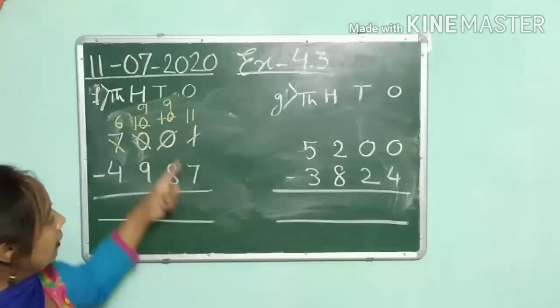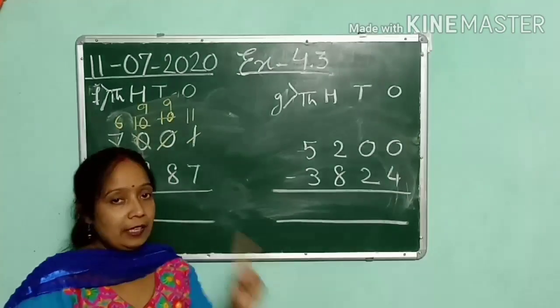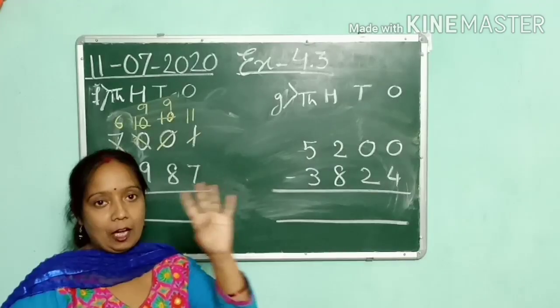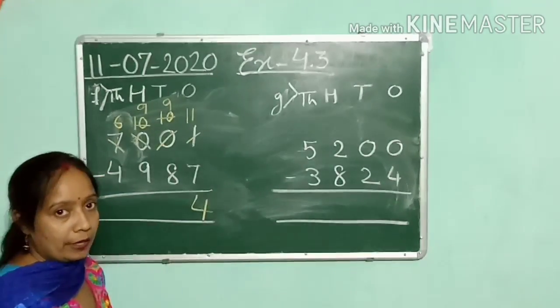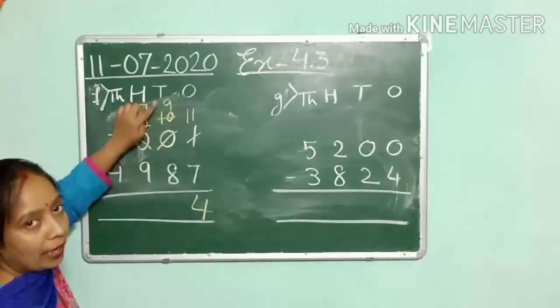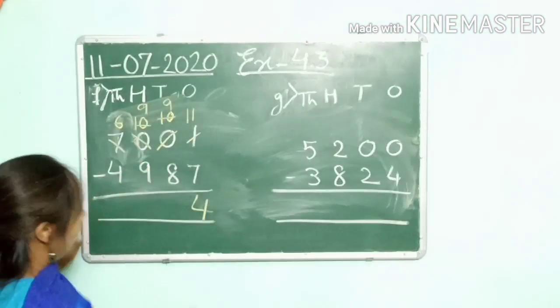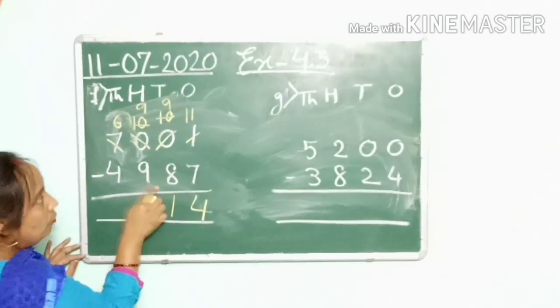Now 11 minus 7. So start counting after 7 till 11. After 7: 8, 9, 10, 11. How many? 4. So you write here 4. Okay? Under the tens column you have to subtract 9 and 8. So 9 minus 8, 1. Very good. Because 9 is greater than 8, no need to borrow.